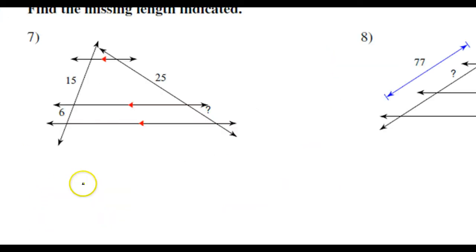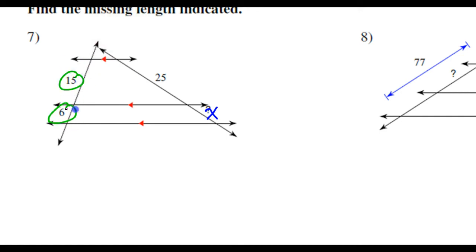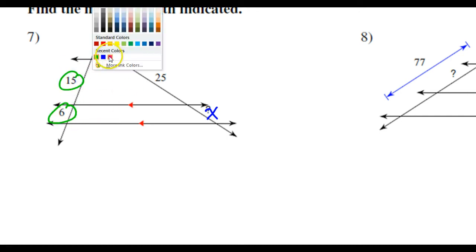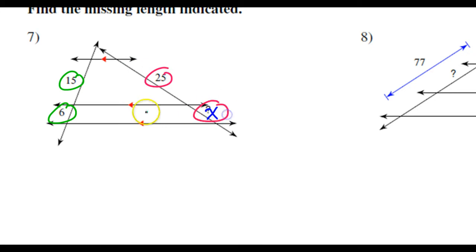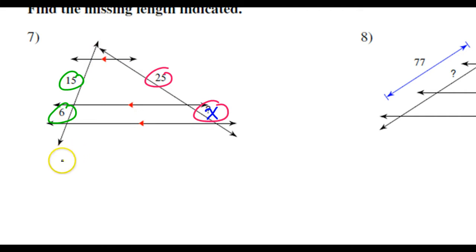Alright, this problem is all about the side splitter theorem. It doesn't have to be a triangle for these pairs to be proportional. Yeah, let me call this x. So this pair of parts should be proportional to this pair of parts. This is only true because these lines are parallel. At any rate, we could set up the proportion by doing, for example, 15 over 6 is equal to 25 over x. These are both divisible by 3.